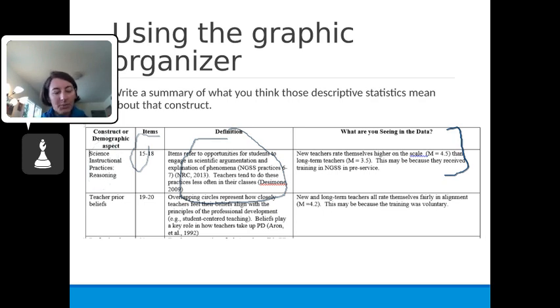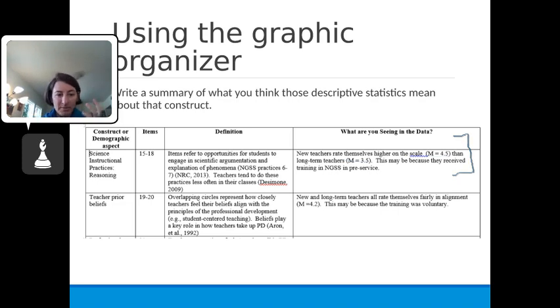After doing these pivot tables and doing charts, if you get that far, you can write up what you see in those charts. So in this case, I wrote up an example. New teachers rate themselves higher on the scale, M equals 4.5, than long-term teachers, M equals 3.5. M is mean or average. This may be because they received training in NGSS in pre-service.